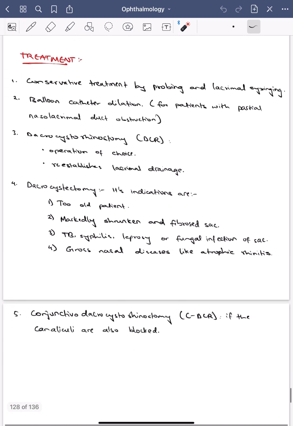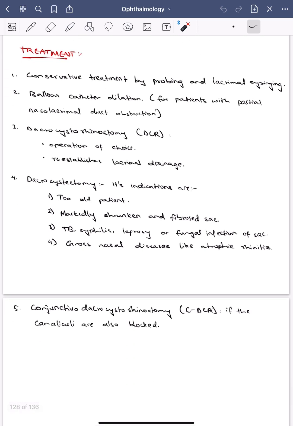Now coming to the treatment. Well, the first is conservative treatment by probing and lacrimal syringing. So to remove the block of the nasolacrimal duct, we do probing and lacrimal syringing. So this is the first treatment, that is conservative treatment.